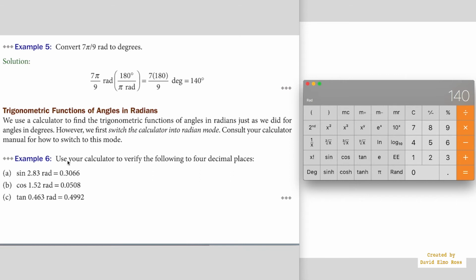Now example 6 says use your calculator to verify that these are correct. Make sure that we're in radians, because if you have degrees, this will be in degrees. Switch to radians. So let's put in 2.83, and let's look at the sine of that, and we get 0.3066 as it shows here. Let's take a look at 1.52, and the cos of that is 0.0508 as you can see here. And finally, let's take a look at 0.463 and take the tan of that, and we get 0.4992. So these all do validate.